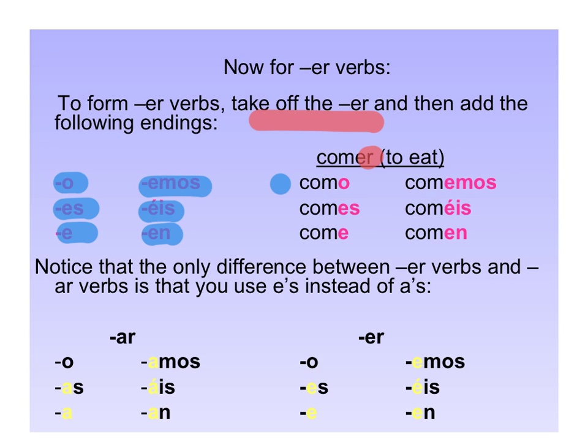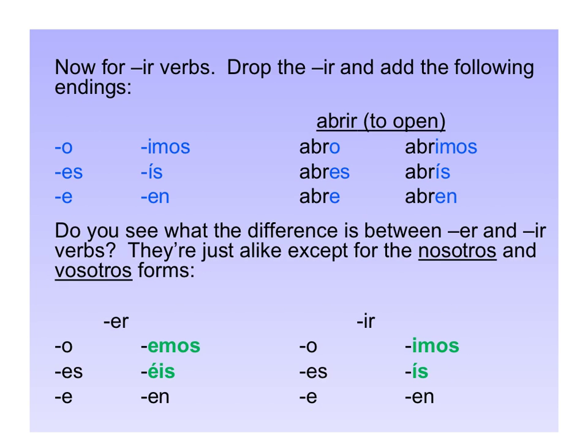So let's go through this verb comer. Repite. Como, comes, come, comemos, coméis, comen. So notice that the only difference between ER and AR verbs is that you're going to use E's instead of A's. And here you can see it down here. Here are the AR verbs, and here are the ER verbs. So they look really similar.